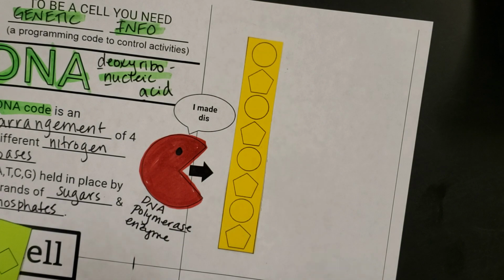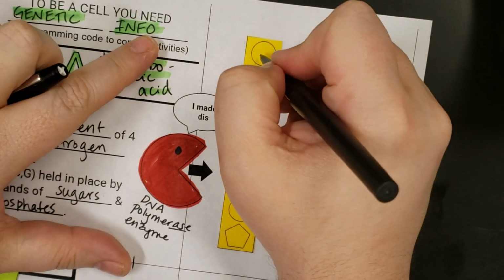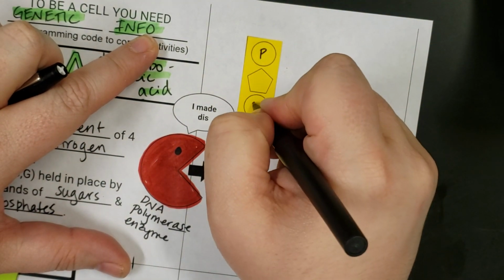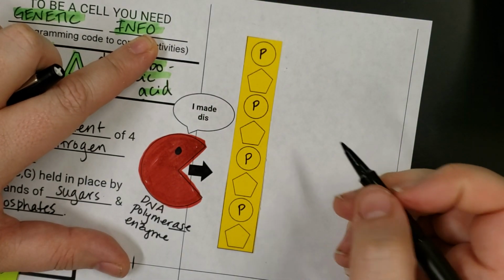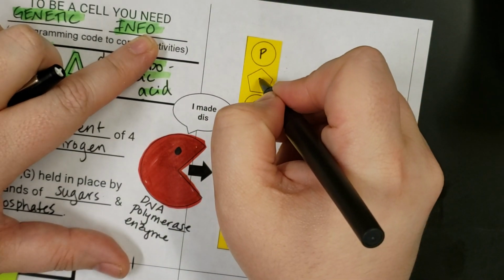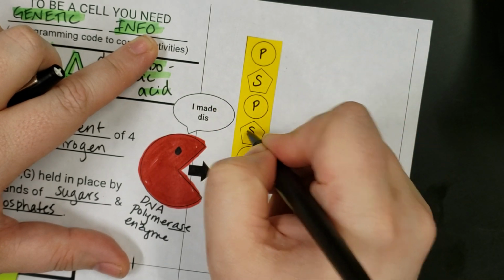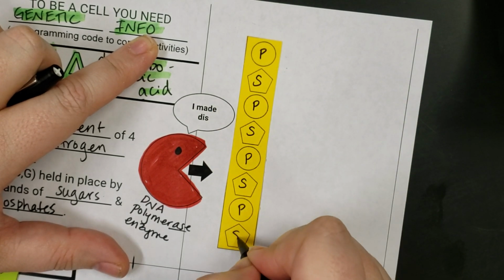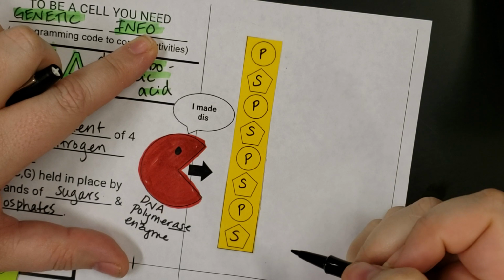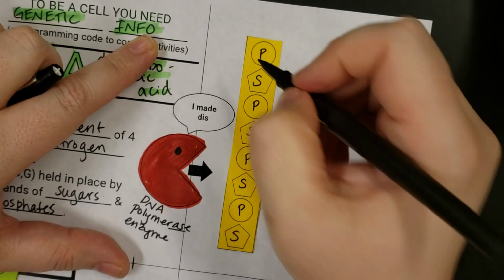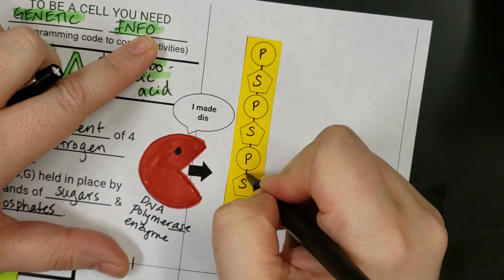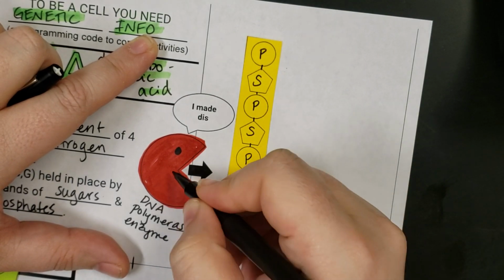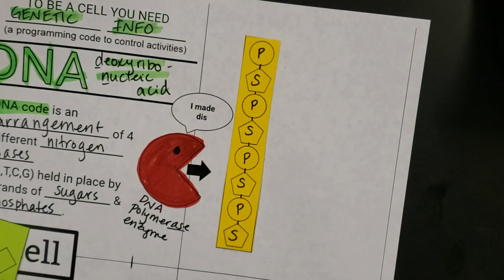Okay, and then we're going to label these parts. So the P is for phosphate, so we're going to label all the circles with a P. And the pentagons are going to be our deoxyribose sugar. So we're going to label that with an S for sugar. Now you'll see these are not actually connected together, so we need to add some bonds. So I'm just going to draw some lines in between them to indicate that we have connected them together with our DNA polymerase, okay?